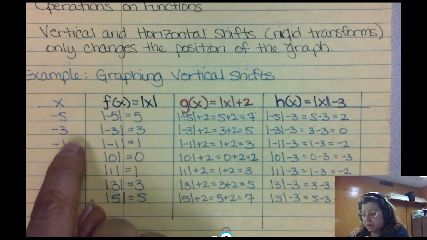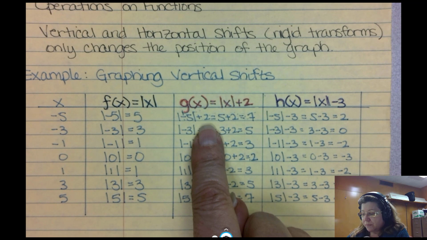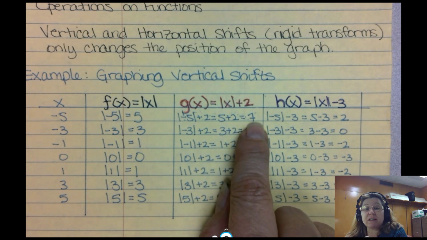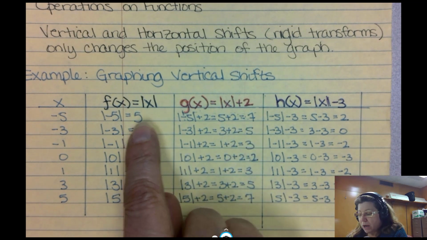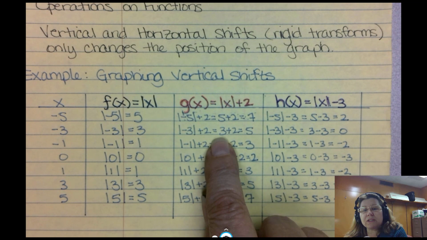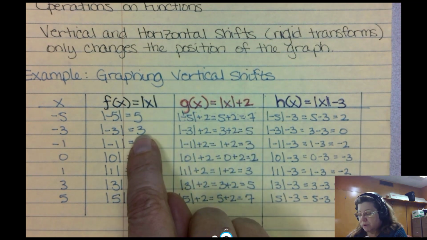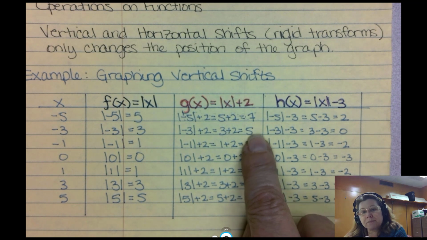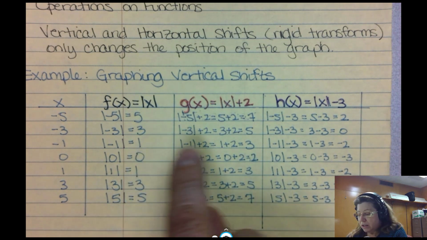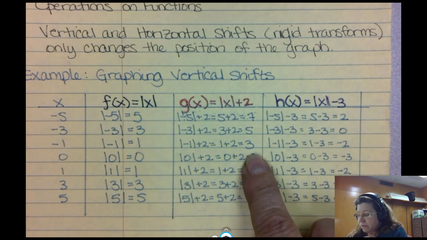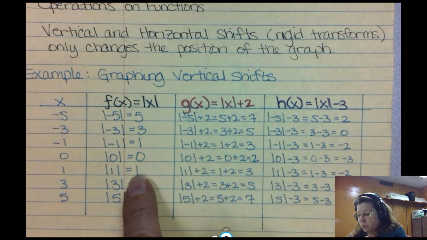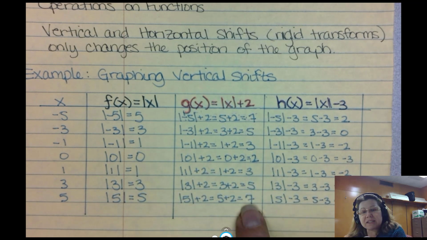Now if I plug each of these x values into g, I have the absolute value of -5, which is 5, plus 2 is 7. So you'll see it shifts from a 5 where it was to now a 7. And again, -3, the absolute value of -3 is 3. 3 plus 2 is 5. It shifted from a 3 result to a 5 result. The absolute value of -1 is 1. 1 plus 2 is 3. We shifted from a 1 to a 3 for our result. And you can follow it down where you can see we're shifting our values. 0 became a 2, 1 became a 3, 3 became a 5, and 5 became a 7.